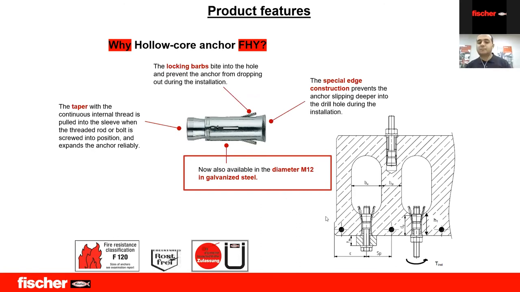So a very simple answer: the normal mechanical anchor needs some minimum anchorage depth, which we cannot find here. So we have to use our special anchor FHY. Basically, you are going to drill into the hollow, and then the locking barbs will not allow the anchor itself to drop down during installation.